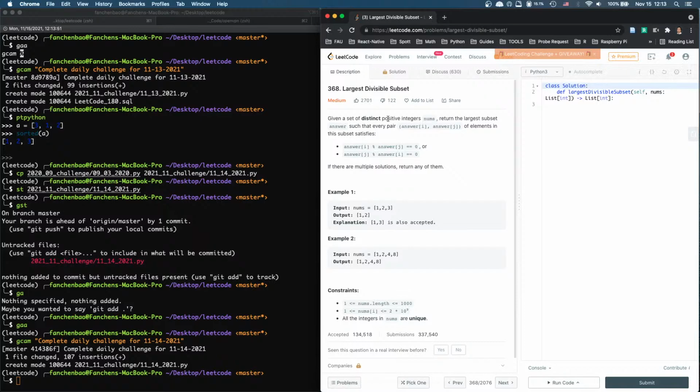Given a set of distinct positive integers, return the largest subset answer such that every pair, answer i, j, of elements in this subset satisfies i can be divided by j or j divided by i. If there are multiple solutions, return any one of them.